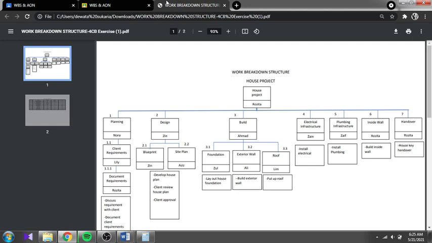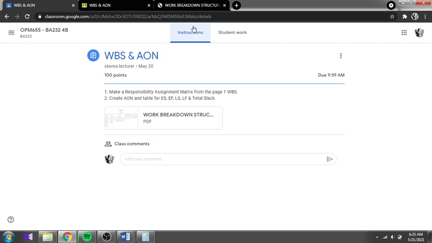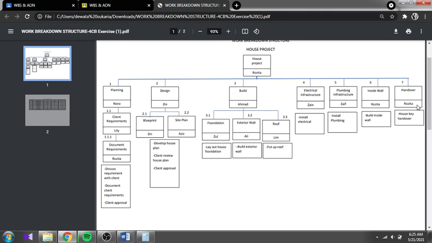Okay, we go to this one. We have the work breakdown structure for the house project. This is question number one: make a responsibility assignment matrix from the page 1 WBS, this one. As you can see, there are up to 7 subtasks or activities here.